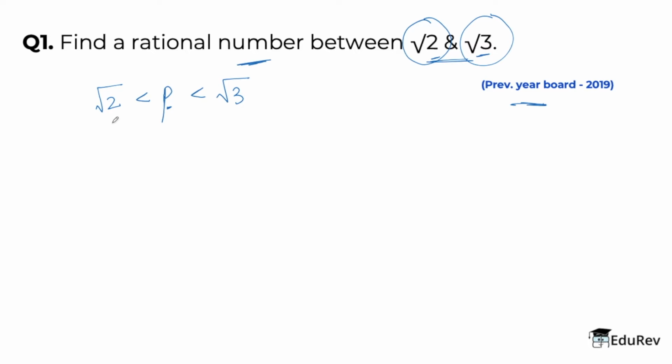Now what can I do? I know that root 2 is a positive number. Forget about p for a second. We know that root 2 and root 3 are positive numbers. And if p lies between two positive numbers, then p is also a positive number.